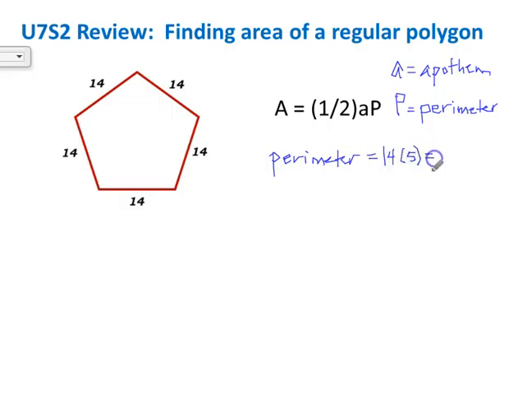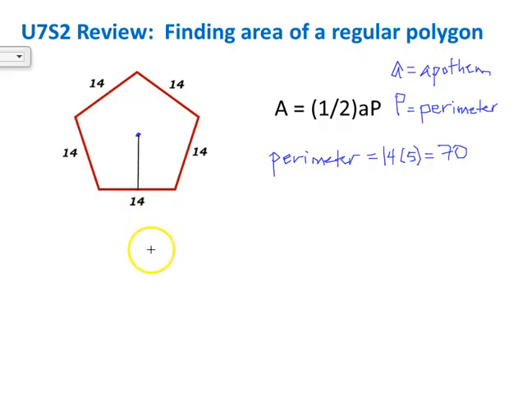And what does that give us? 14 times 5 is 70. So we know that the perimeter is 70. Do we know what the apothem is? Remember, the apothem is going from the center of your regular polygon and straight down where you make a right angle with the base. That is the apothem.